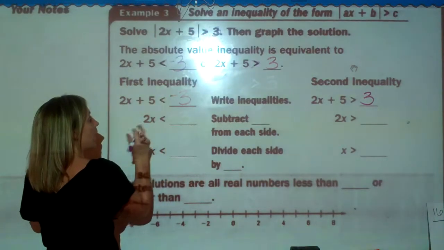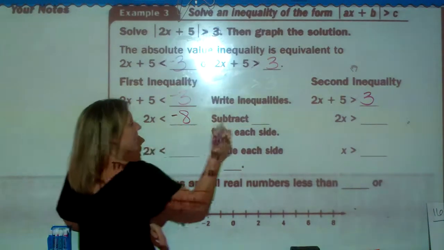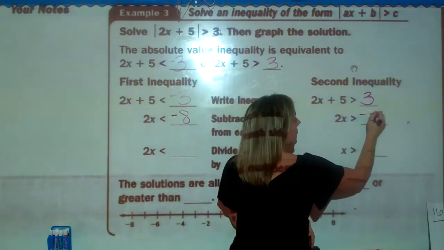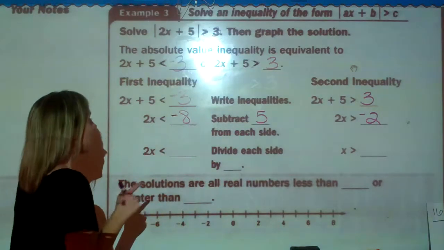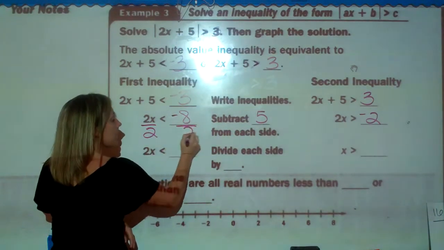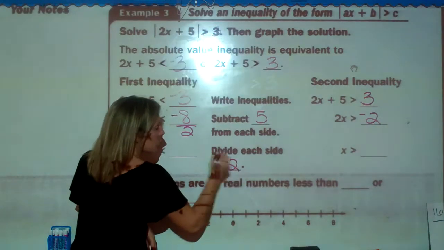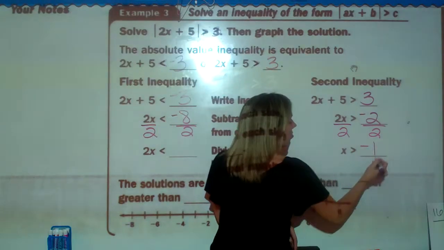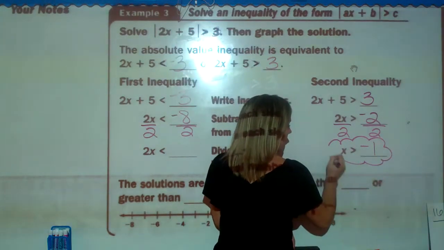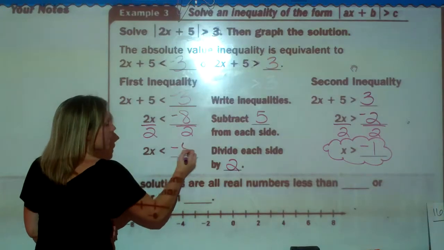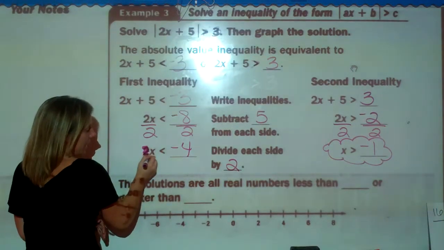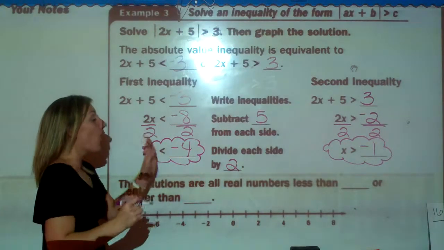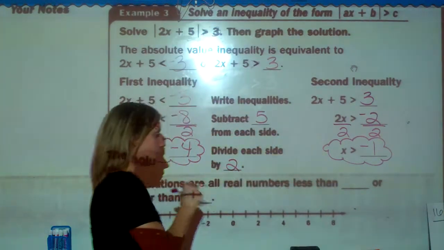All right, so then we subtract 5 from both sides. Over here, we get negative 8, so we're subtracting 5. But over here, when we subtract 5, we get negative 2. All right, then we divide by 2 on both sides. Divide by 2. So we get a negative 1 here. And we get a negative 4 here, and then there's a typo right there, that 2 should be gone. So x is less than negative 4, or x is greater than negative 1, okay?